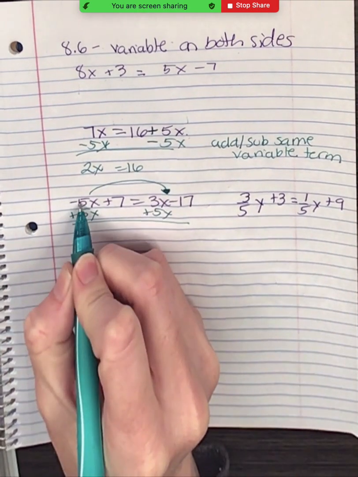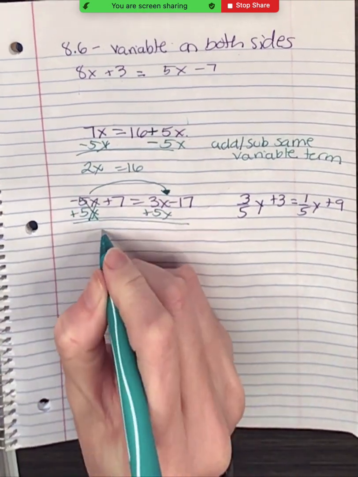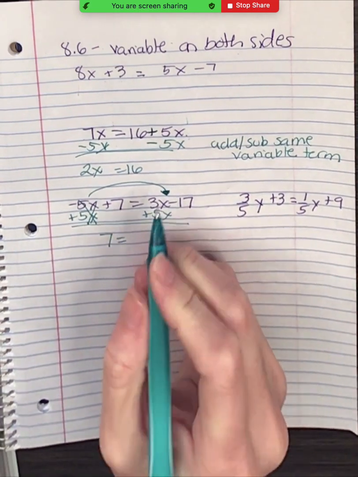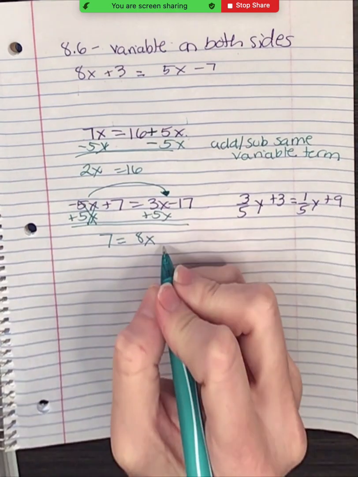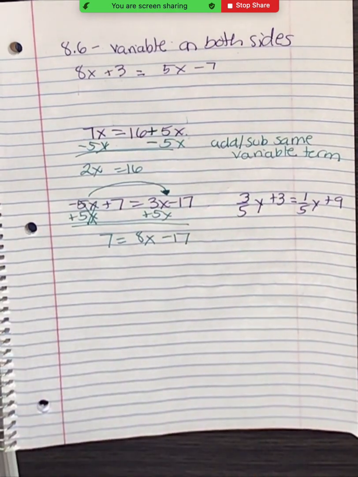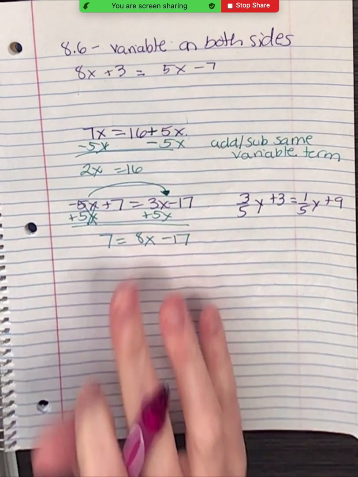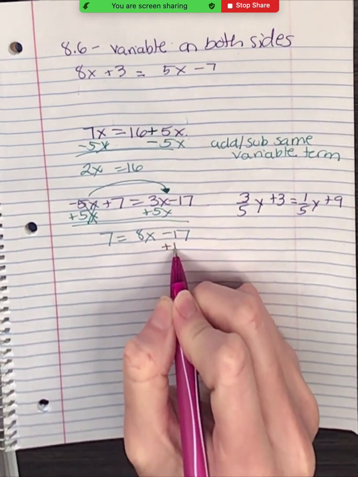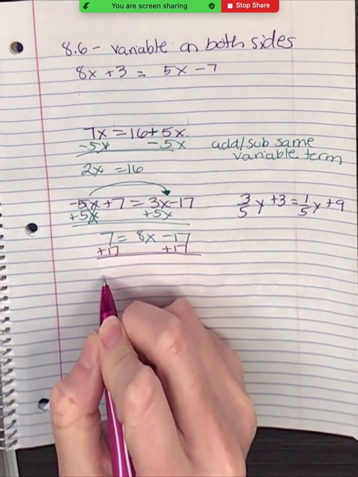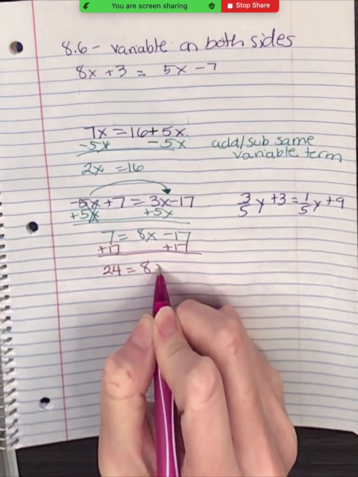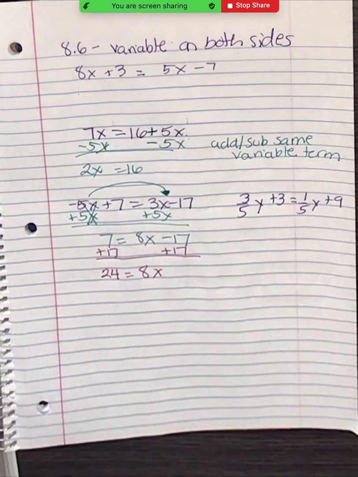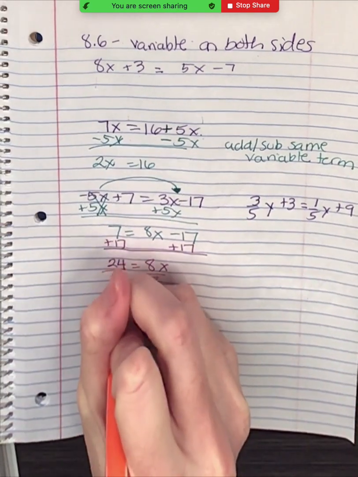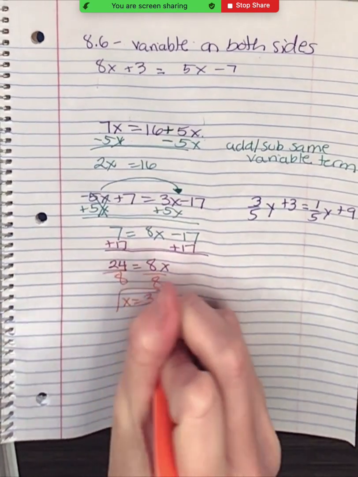So negative 5x plus 5x cancels, and you get 7 on the left. And then 3 plus 5 is 8. That's how you get 8x minus 17. Now they're like what we've done before. The variable is on one side, so I'm going to put my numbers on the other. So I'm subtracting 17. I need to add 17. So I get 24 equals 8x. Then I need x by itself, so it's multiplied by 8. So inverse is to divide both sides by 8. And I get x equals 3.